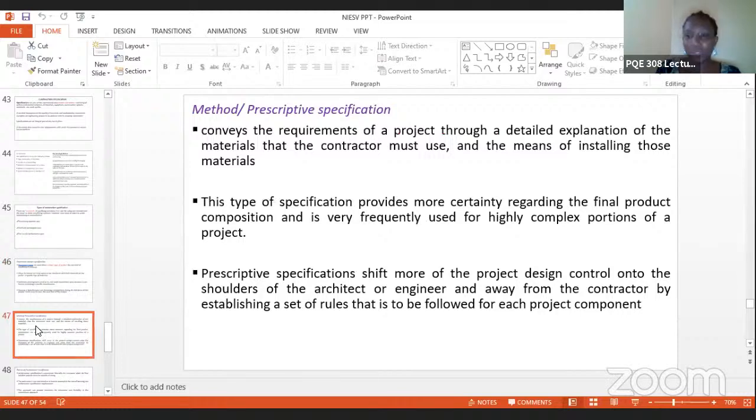Now, the second is method. Method or prescriptive. In some textbooks, you can have it as prescriptive specification. Of course, in the study pack, it is method specification. Now, talking about method specification, this type of specification conveys the requirements of the project through a detailed explanation of the material that the contractor should use, and the means of installing those materials. This particular specification is detailed. It's going to tell you what you should use, and the steps you should carry out in installing it. It's going to follow you all the way.